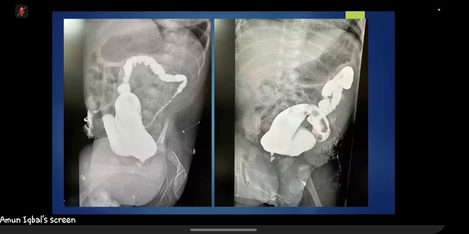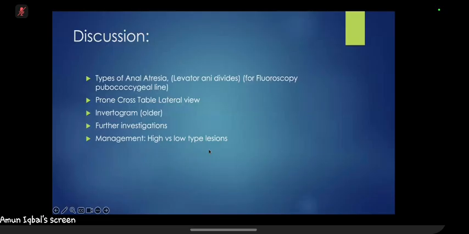I would also like to stress the additional findings. Whenever you are presented with this kind of scenario, where they show you a fluoroscopy film or a video, it's a particular case, so there always has to be additional findings with it. Whenever you are suspecting anorectal malformation or anal atresia, always try to look for the additional findings. Tell the examiner that I would also like to exclude the other possible abnormalities.